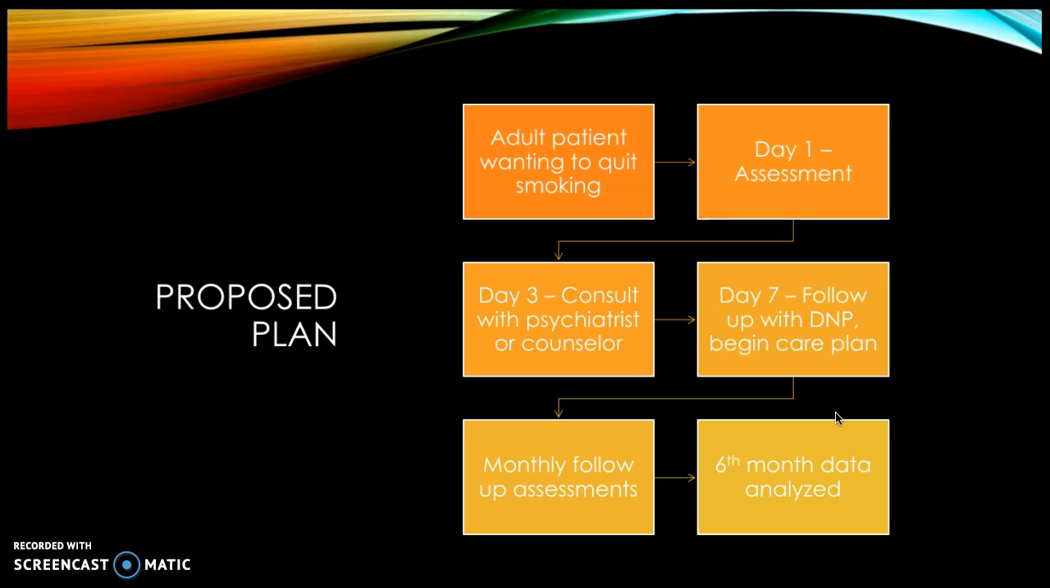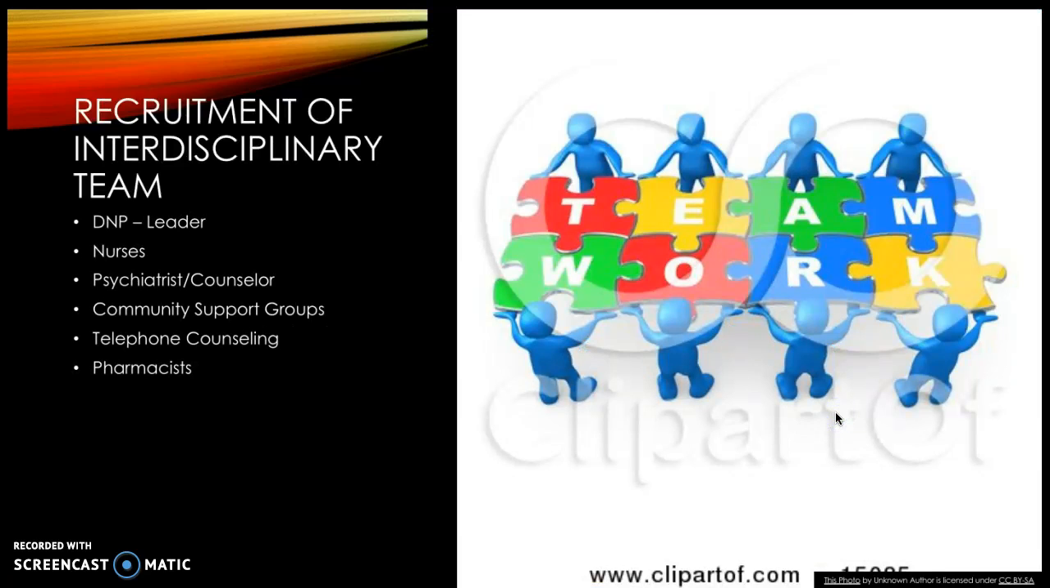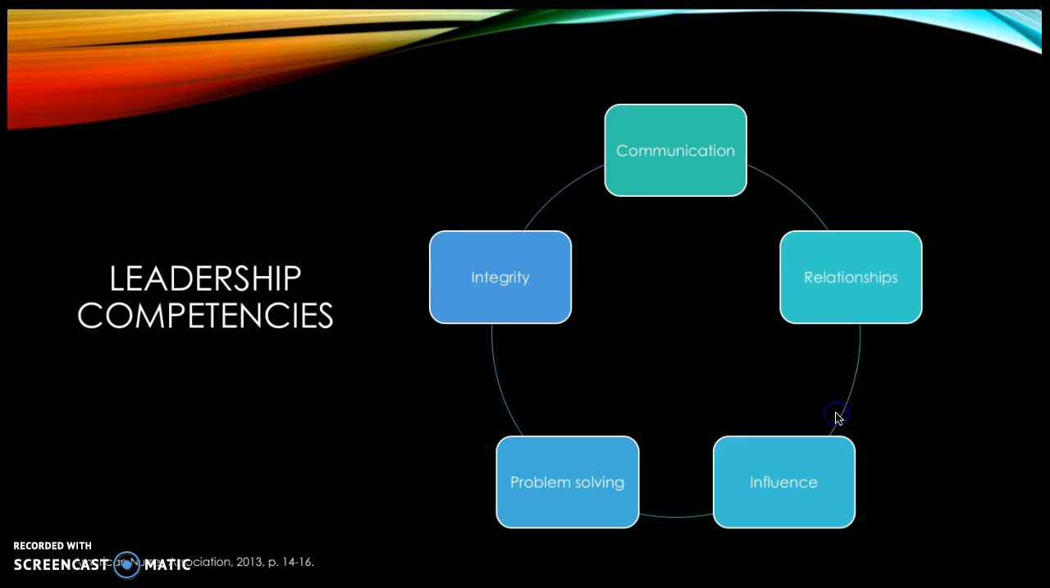At the 6-month follow-up, the data will be analyzed to see if the patient has quit smoking altogether. The data will also consist of the improvement of the patient's lifestyle since quitting smoking. The DNP will recruit other professionals and support systems to aid in the treatment plan. The proposed plan will consist of the DNP as the leader, nurses, psychiatrists and/or a counselor, support groups and telephone counseling, and pharmacies.